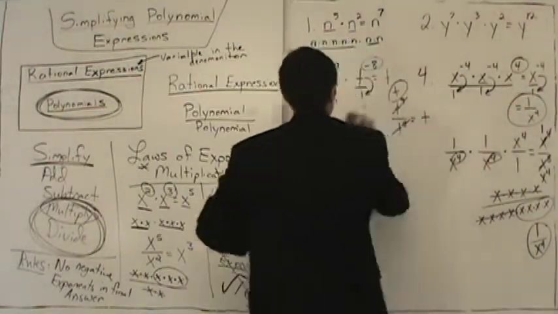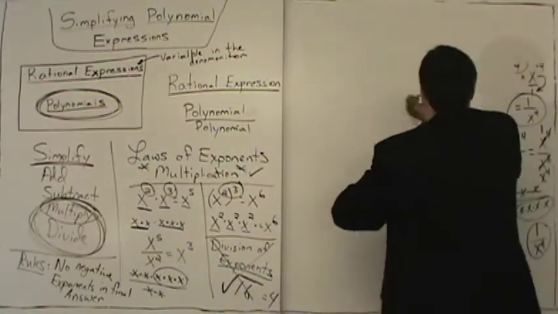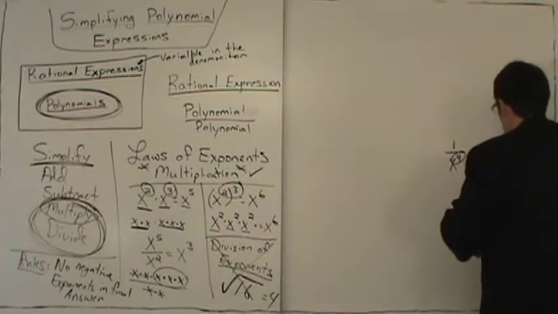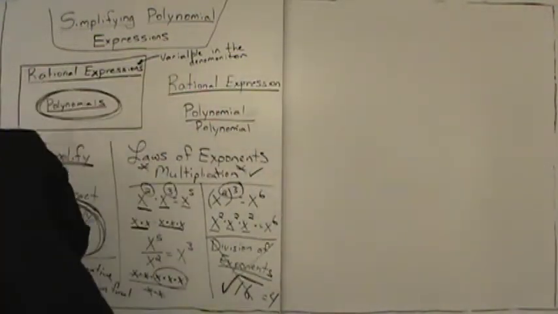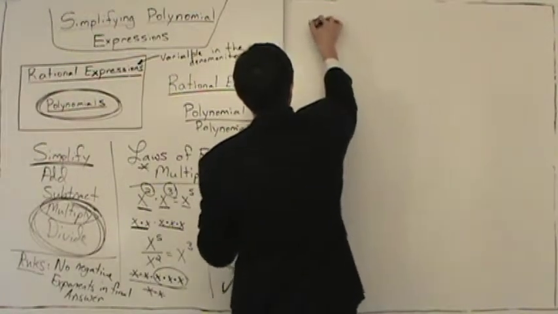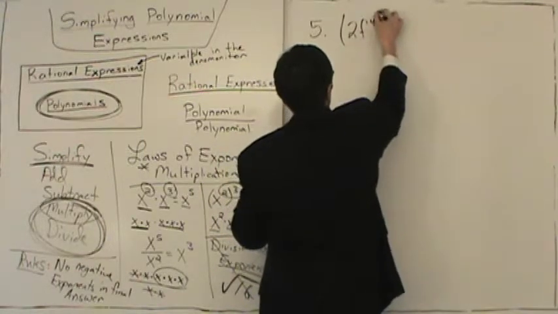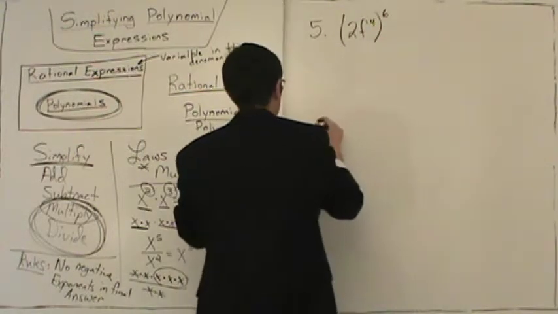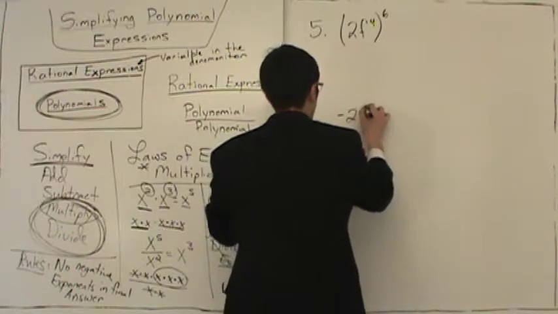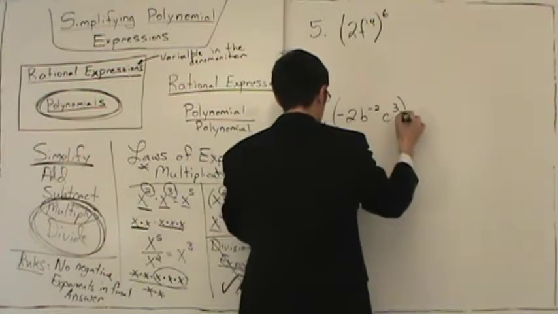Now, next problem. Numbers 5, 6, 7, and 8 is what we're looking at now. Let's see. Number 5 says quantity 2f to the 4th to the 6th power. Number 6 says negative 2, b to the negative 2 power, c to the 3rd, all this to the 3rd power.